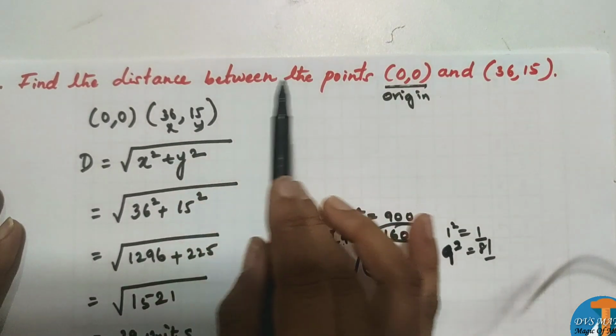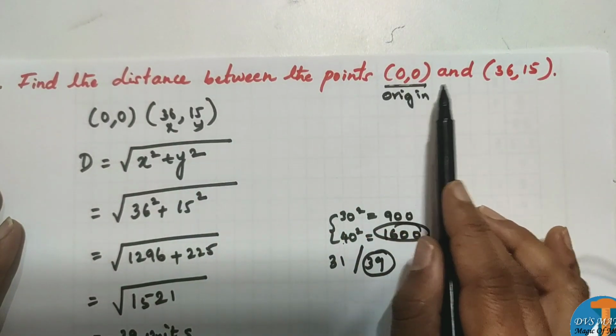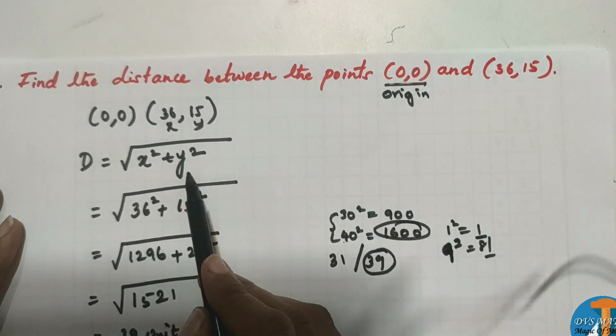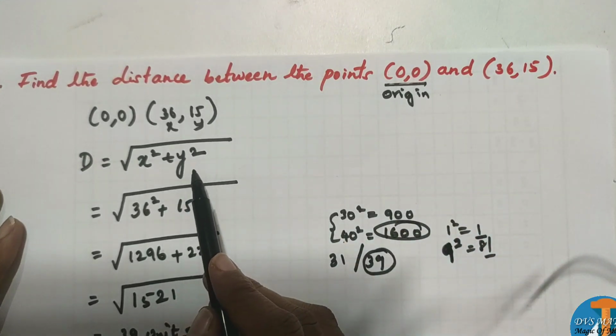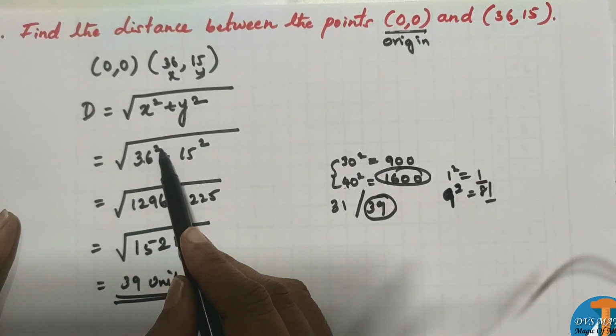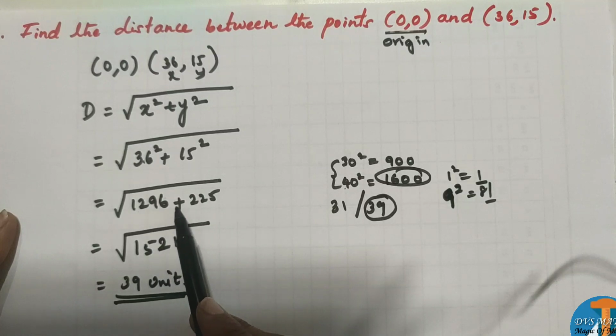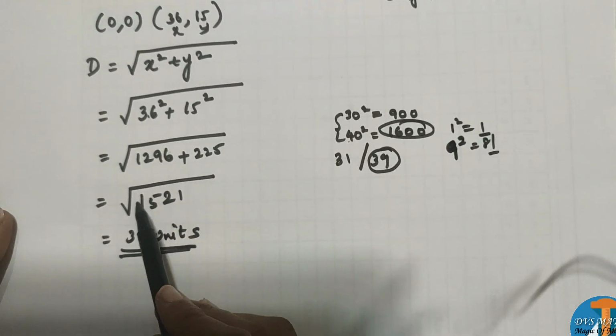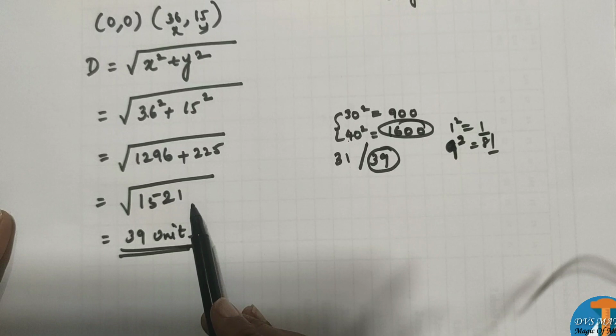Observe here, as I told you, if the points are, one is origin, another one if you give the points directly, you can go for the formula square root of x square plus y square. So directly substitute 36 square plus 15 square. 36 square it is 1296. 15 square is 225. If you add those two, you will get 1521.